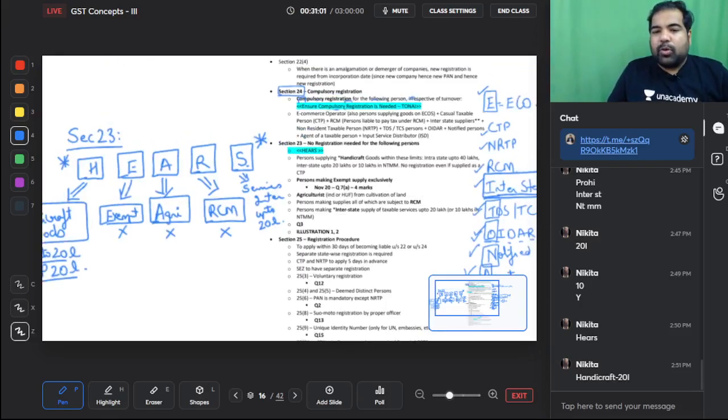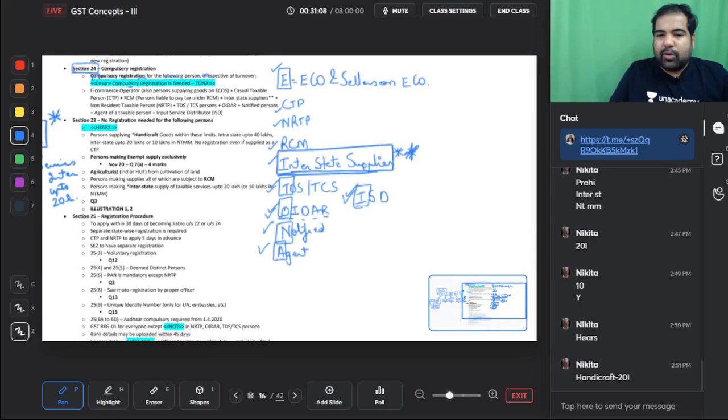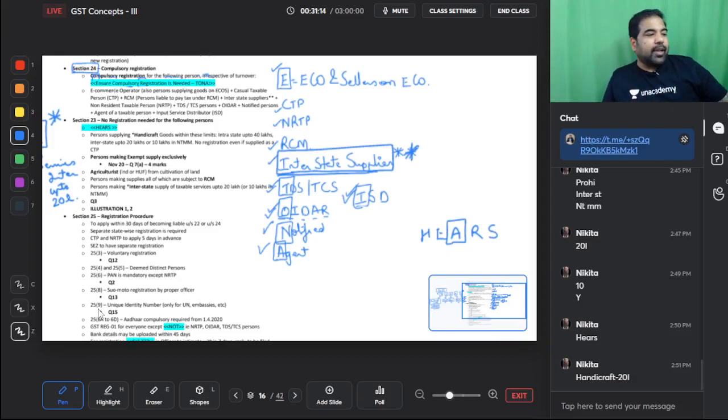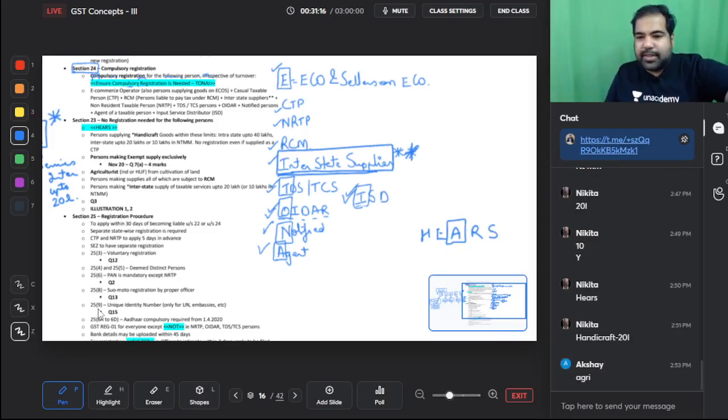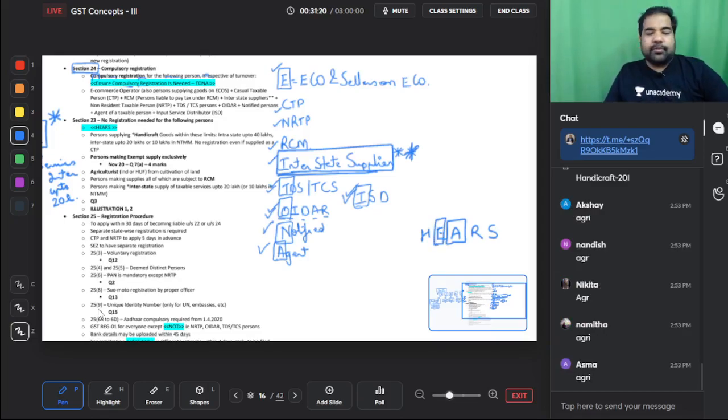So who are the people who don't have to register? This section 23, and the shortcut is HEARS. Guys, without looking, can you tell me, HEARS? What does A stand for? Please tell me, guys, without looking at the screen. What does A stand for? Agriculturist. What does E stand for if you are making exempt supply?